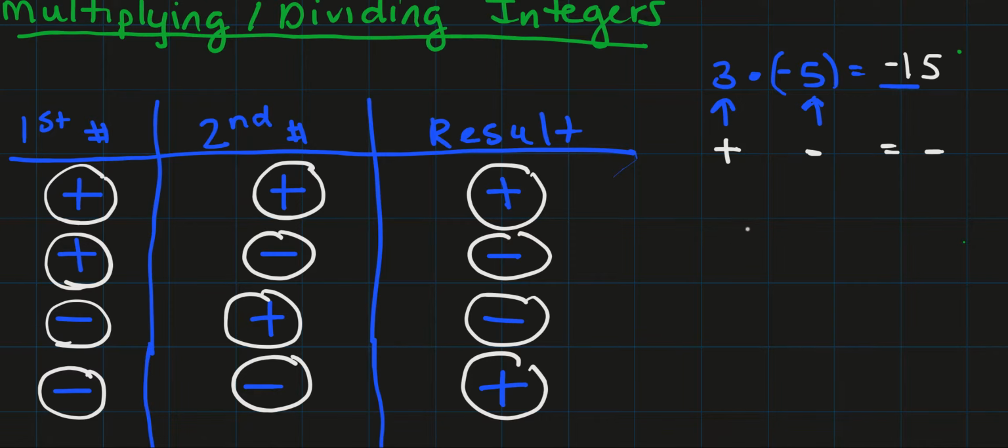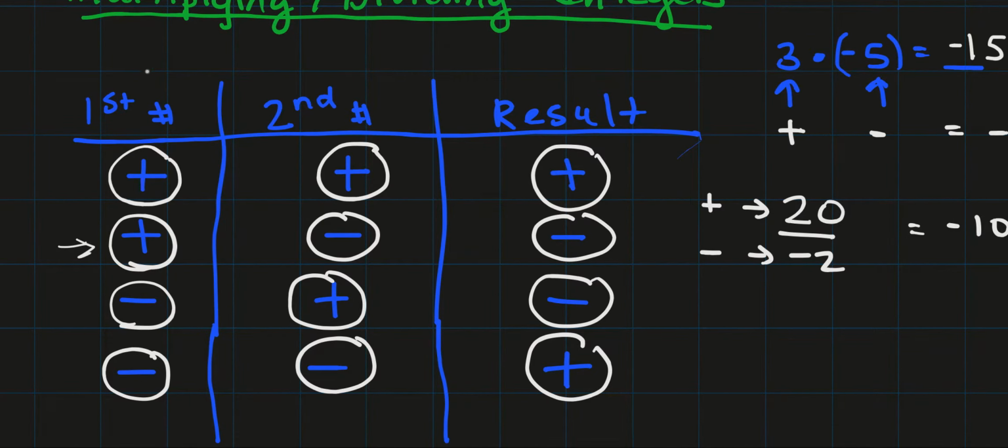We could do this with division as well. So let's say we have 20 over a negative 2. This is the first number I see, 20, that's positive. This negative 2 is negative. 20 divided by 2 is 10, and a positive divided by a negative is going to be a negative. It's following this rule here.